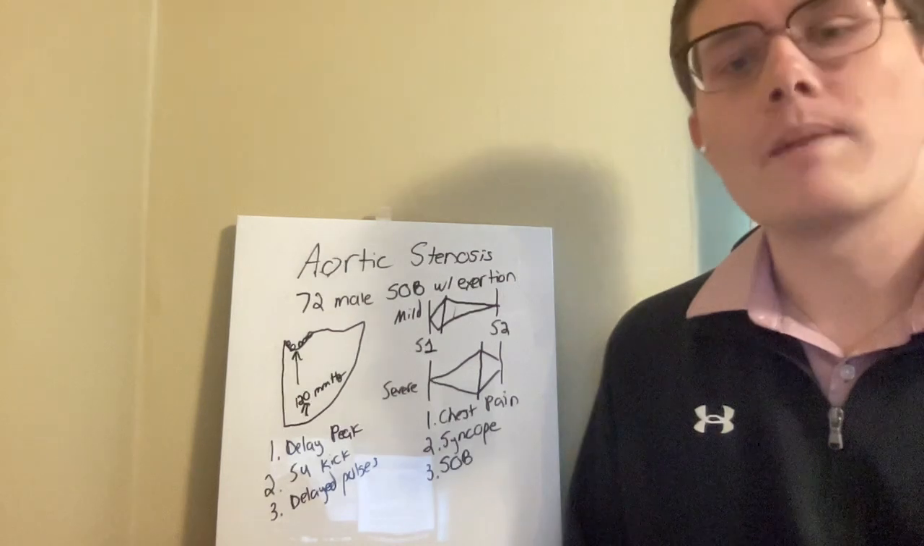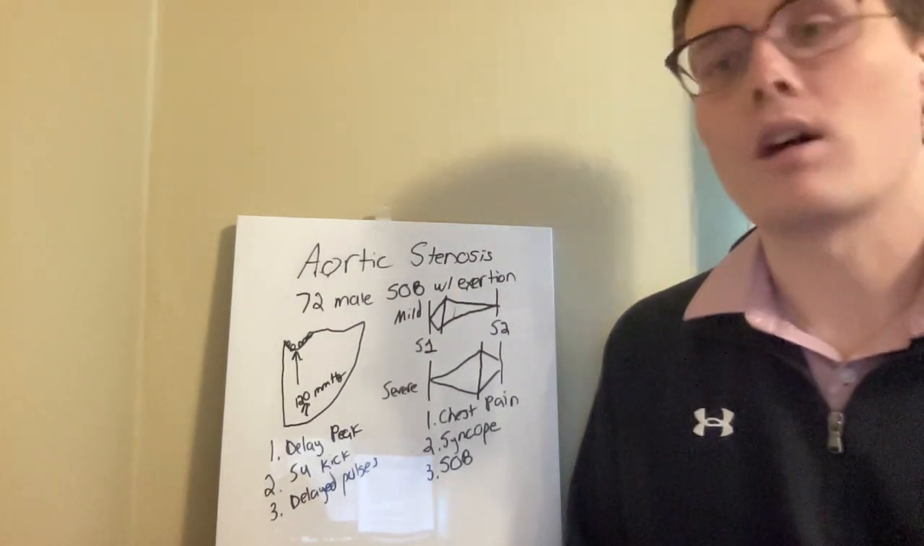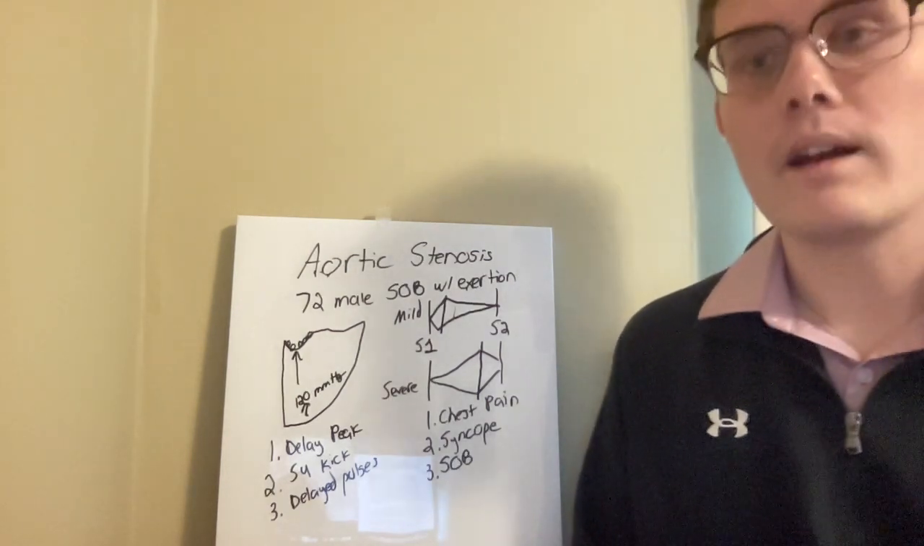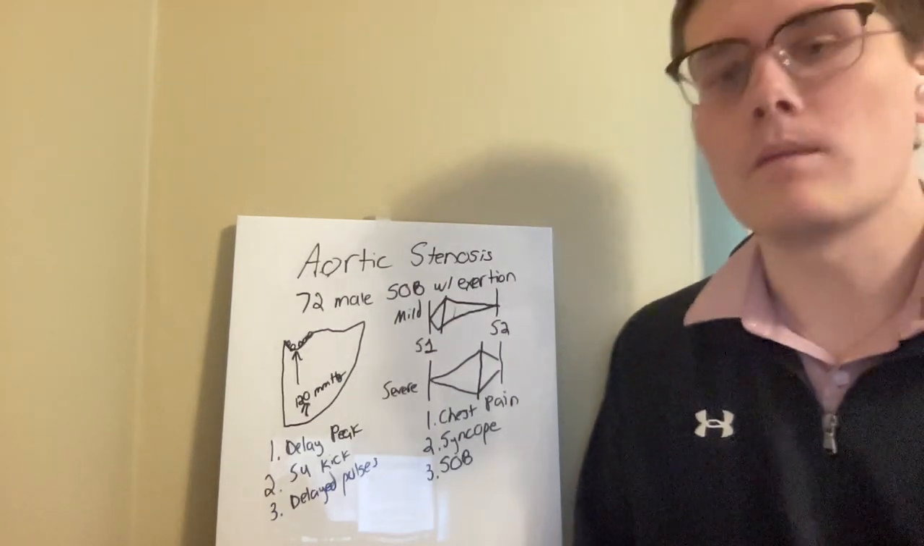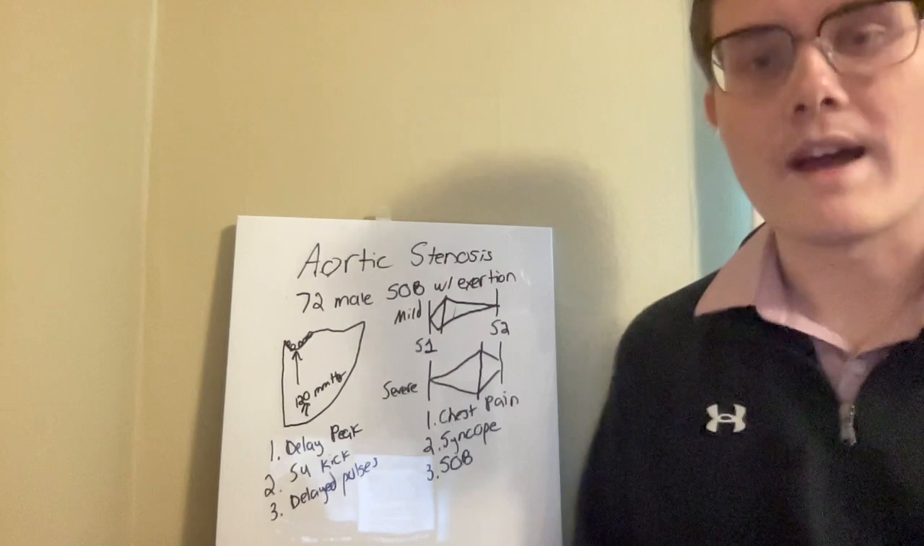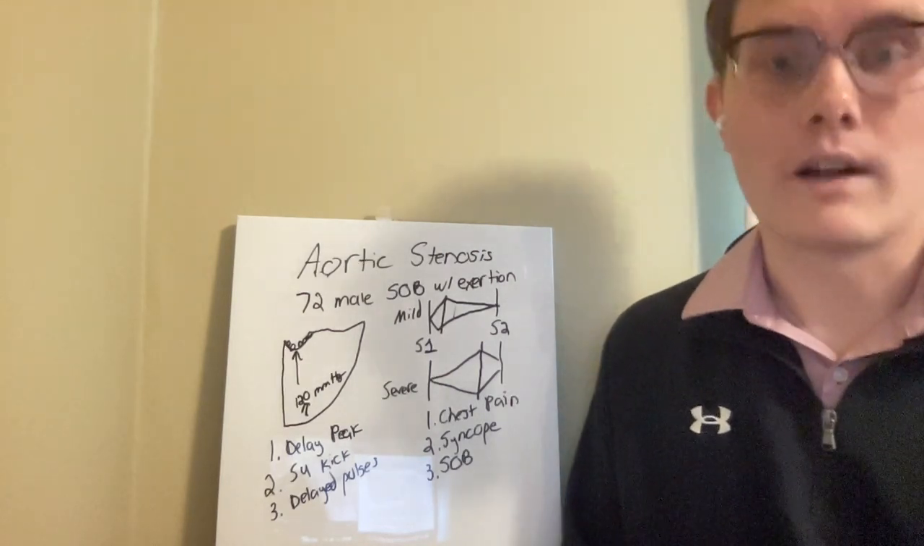Similarly, with syncope, it's never a bad idea to get a head CT without contrast to rule out stroke. But this patient of ours, we know that he has aortic stenosis because we heard the murmur. And the best test to test for that is going to be an echocardiogram.